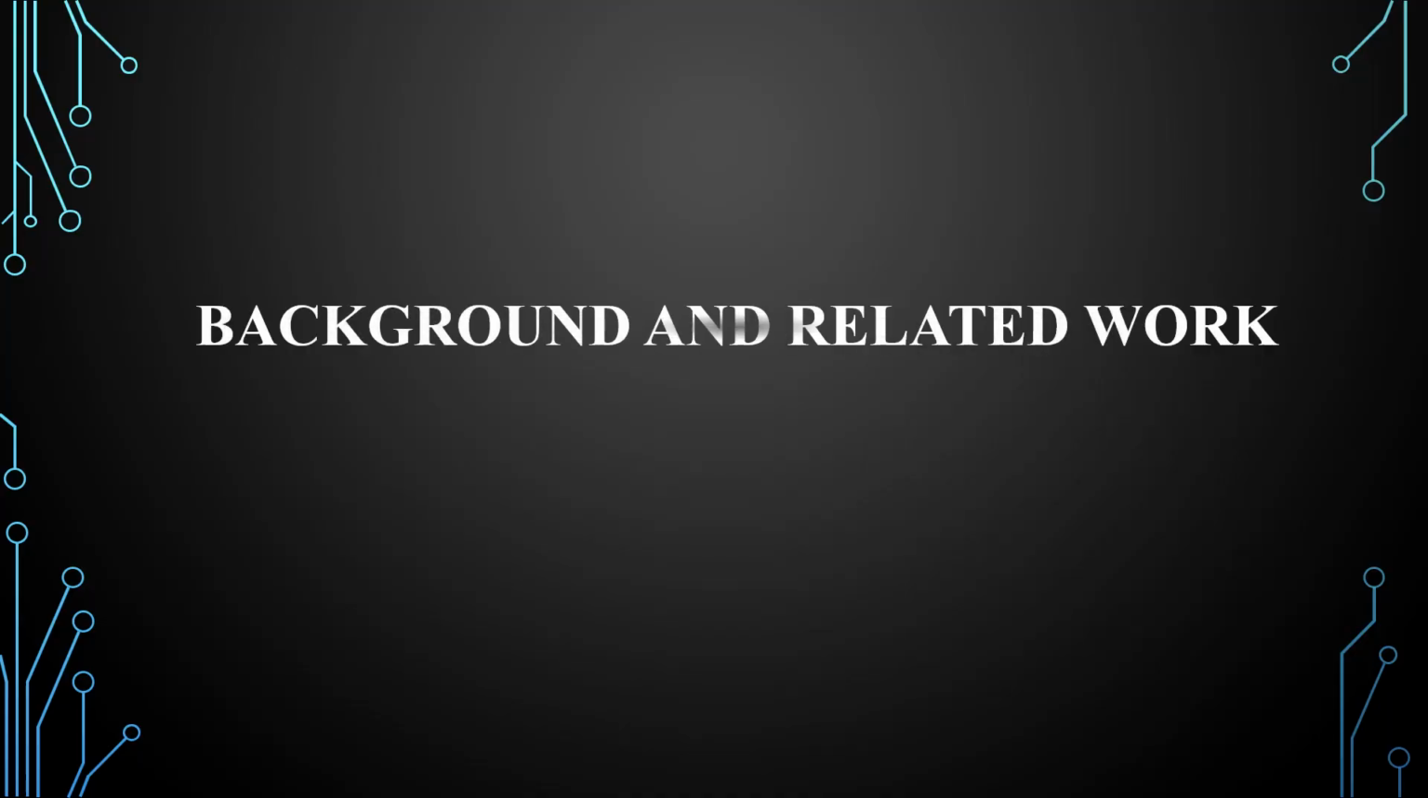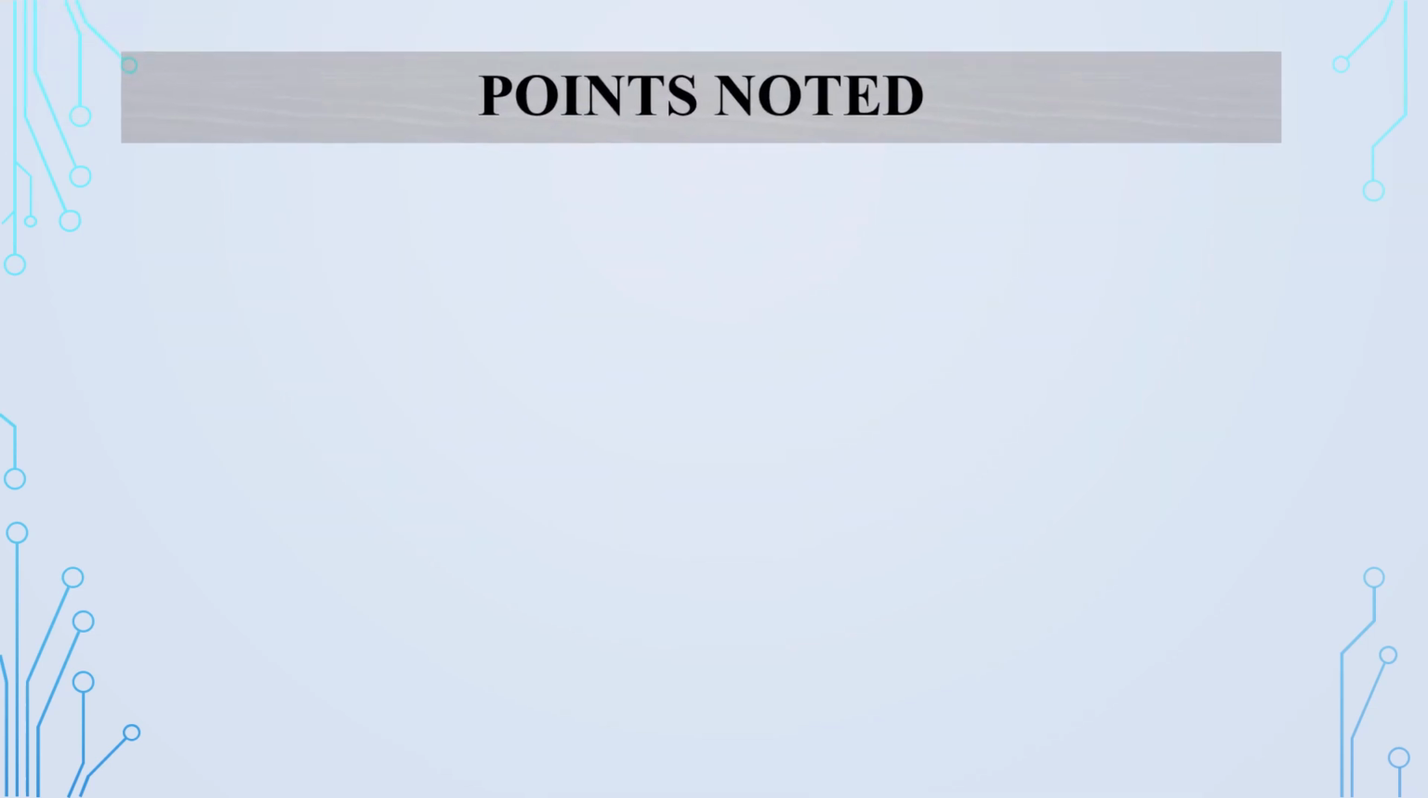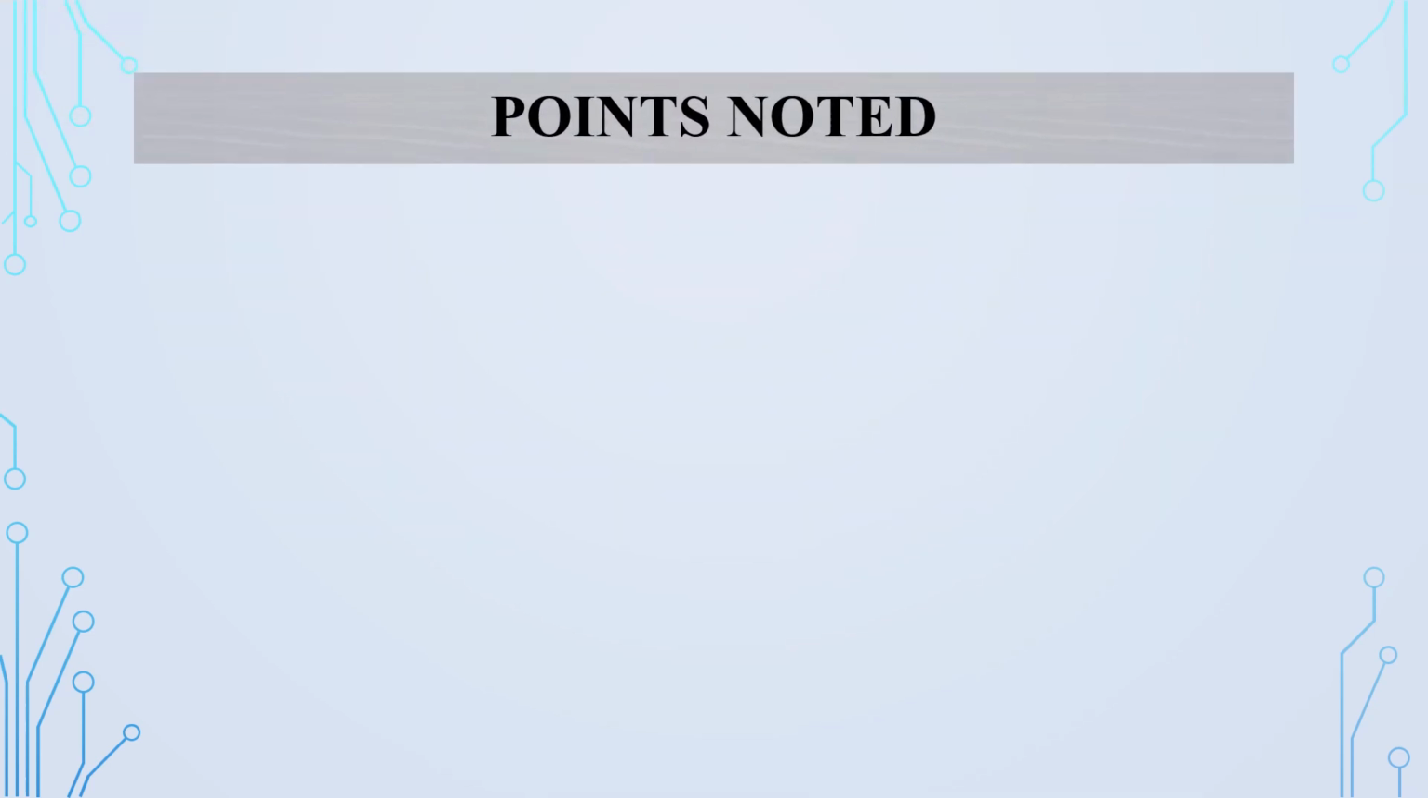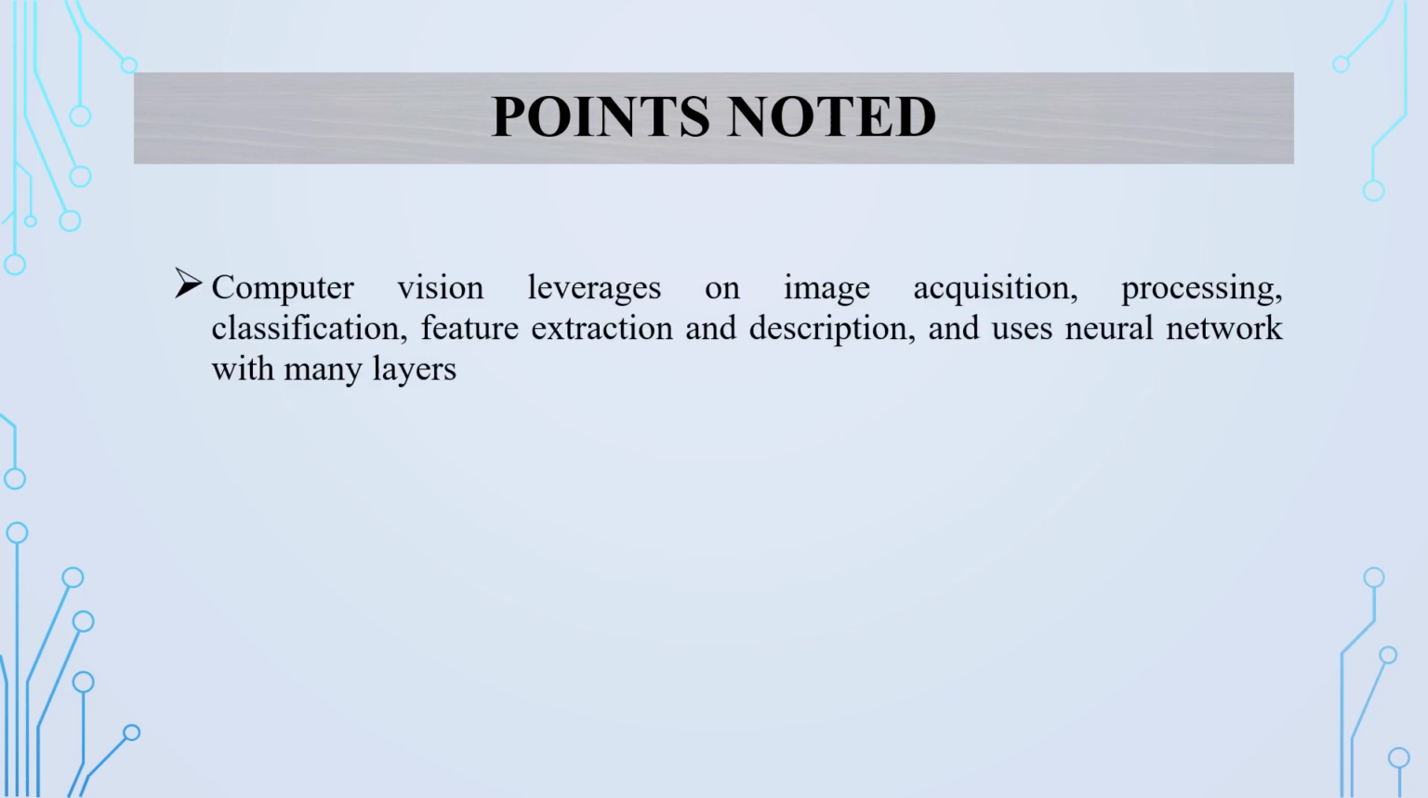Background and related work. Previous papers on related subjects were reviewed prior to this paper, and it was gathered that computer vision leverages image acquisition, processing, classification, feature extraction, and description, and it also uses neural networks with many layers.